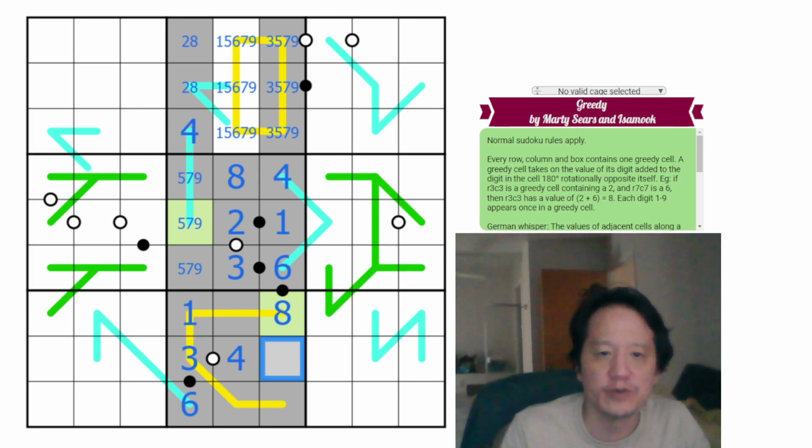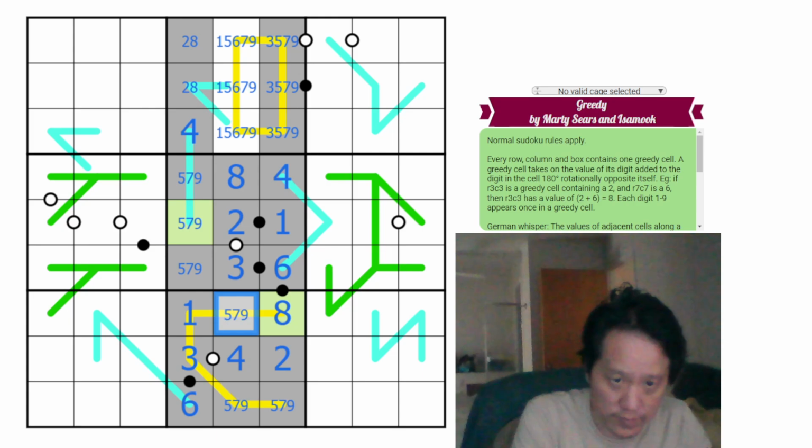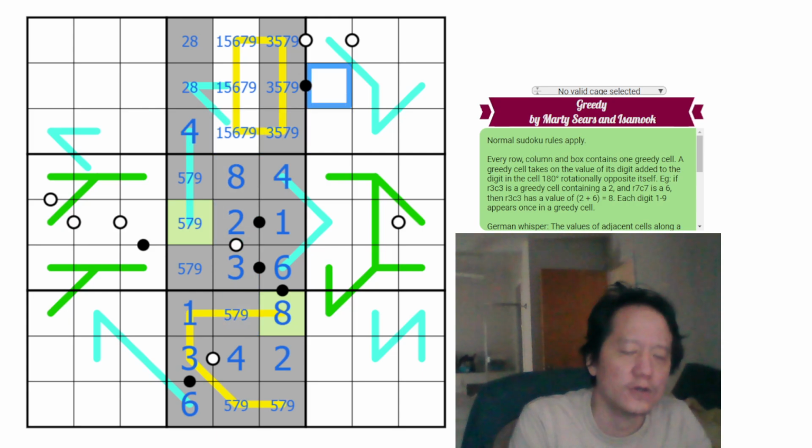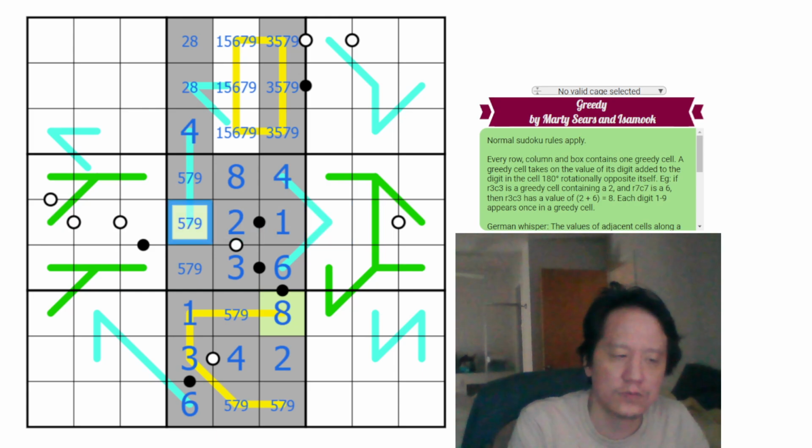So this would have to be the 2. And we have 5, 7, 9 here. This could be the greedy cell. We don't know which, though. Okay.